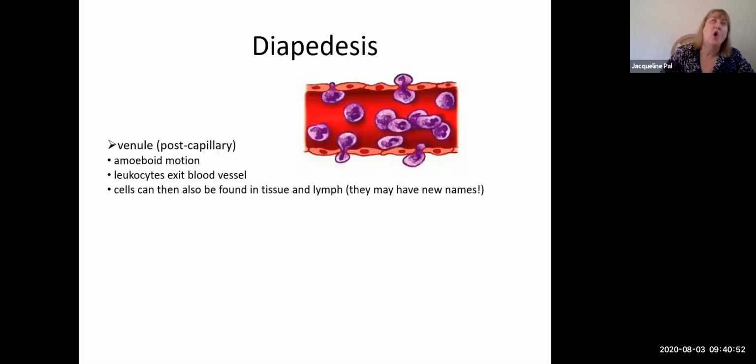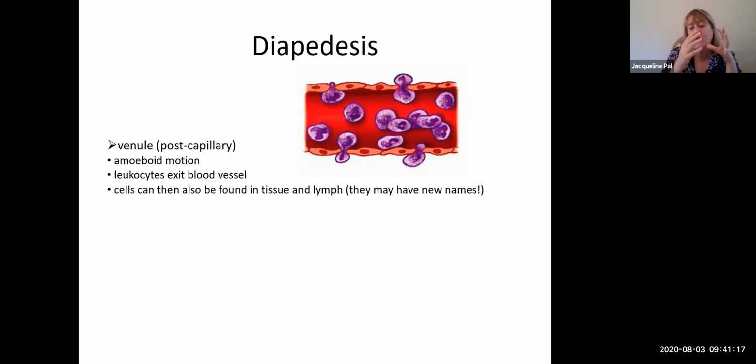All right, so I talked about these as the cells in your blood, and then I kept on talking about them in tissue, and you were probably wondering, well, how do they get from the blood to the tissue? And that is through a process called diapedesis. So go ahead and say that word, diapedesis. This process of diapedesis happens in the smallest little vein.